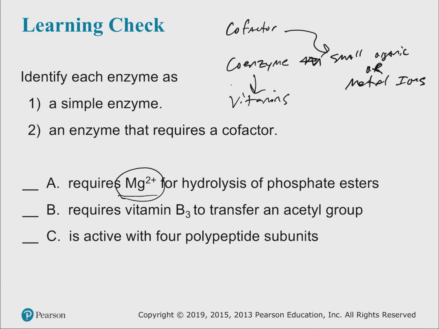So requiring magnesium means that it needs a cofactor. Nowadays, they just call everything a cofactor or a coenzyme. They're interchangeable, and they don't mean specific things. Requires vitamin B, that would obviously be an enzyme that requires a cofactor. Requiring magnesium is a cofactor. An enzyme that has 4 polypeptide subunits doesn't say anything about it needing another component, so that would be a simple enzyme.